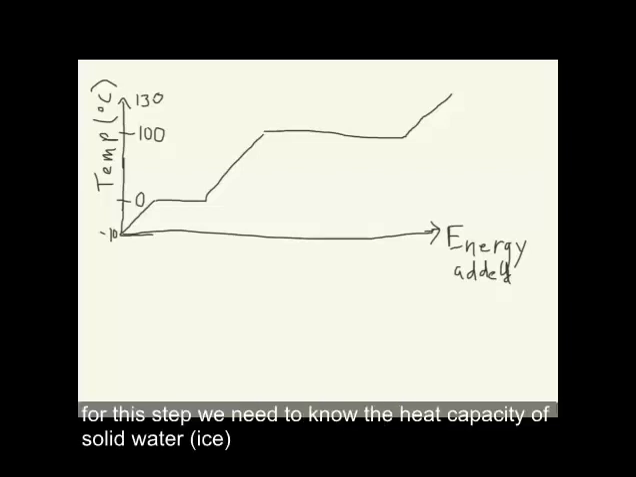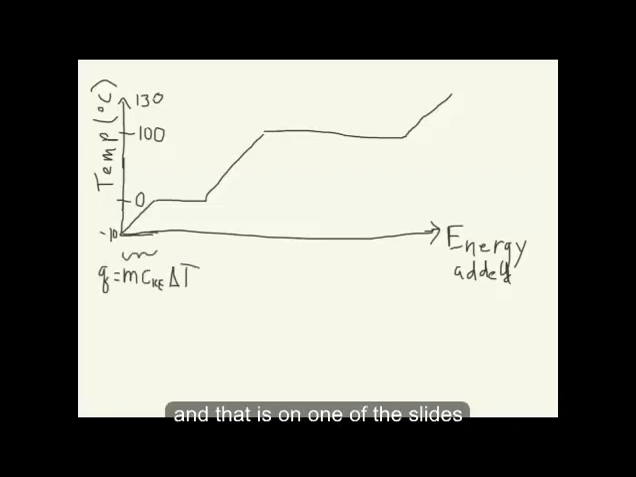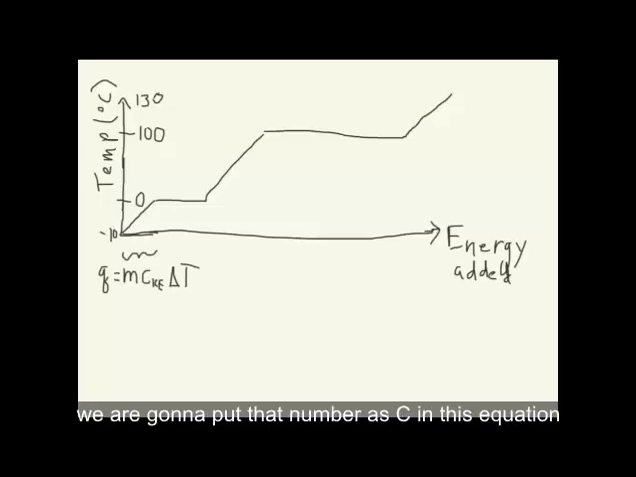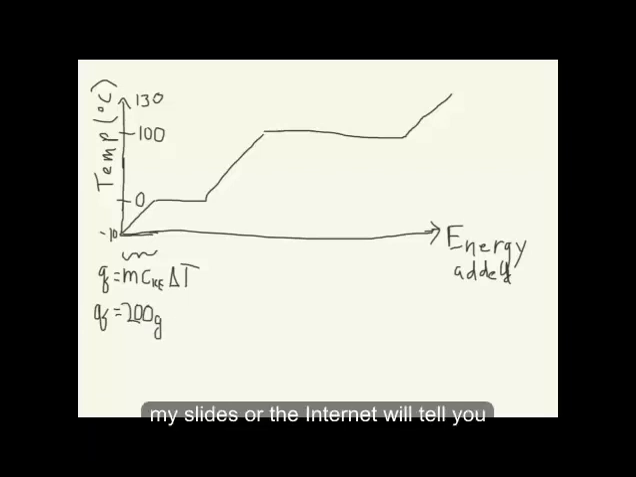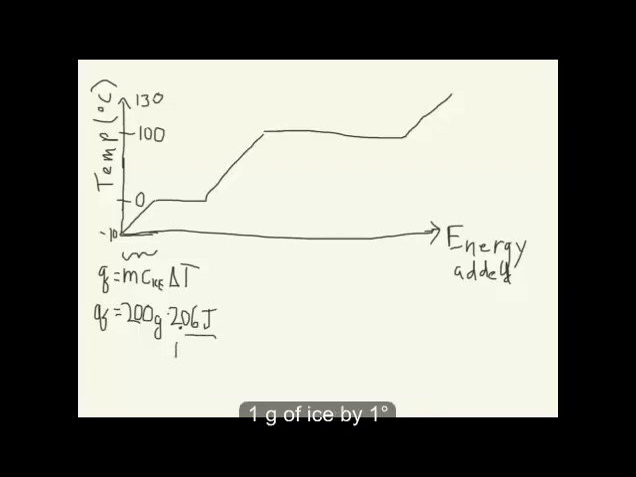For this step, we need to know the heat capacity of solid water or ice, and that's on one of the slides. We're going to put that number as C in this equation after we put in the mass that we're given for the ice. And my slides or the internet will tell you that it takes 2.06 joules of energy to raise 1 gram of ice by 1 degree.